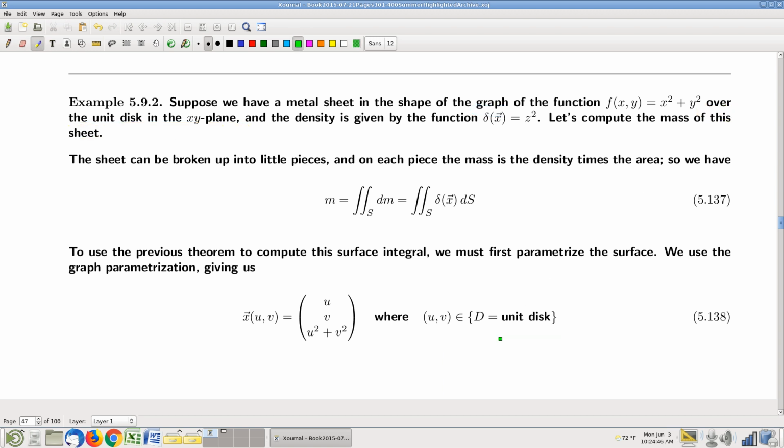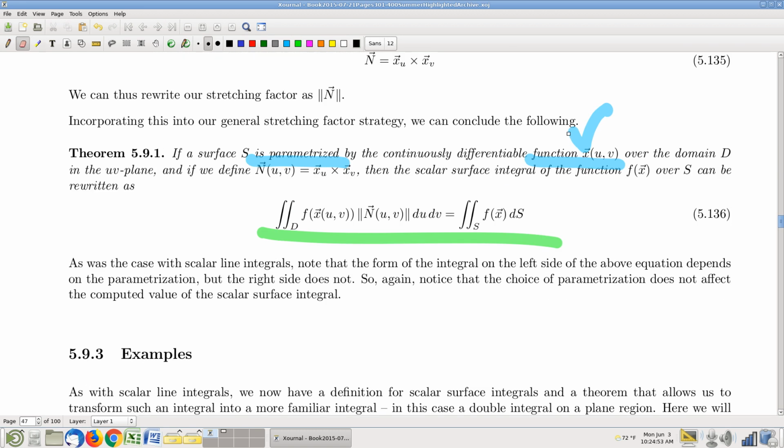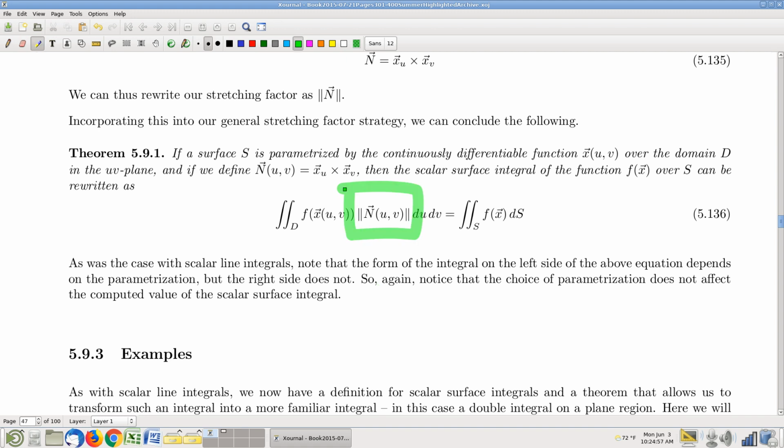Okay, so we've got our parameterization, and now it's somewhat plug and chug at this point. The formula tells us what to do with our parameterization. Once you have your parameterization, we need to compute the magnitude of capital N, that being, of course, xu cross xv. So we're going to have to take some derivatives, take a cross product, take a magnitude. It's a little tedious. That's what the formula tells us.